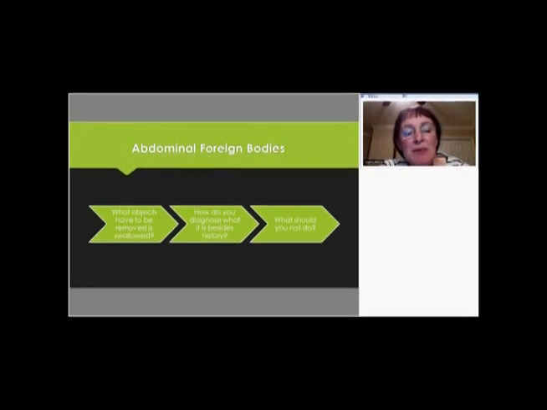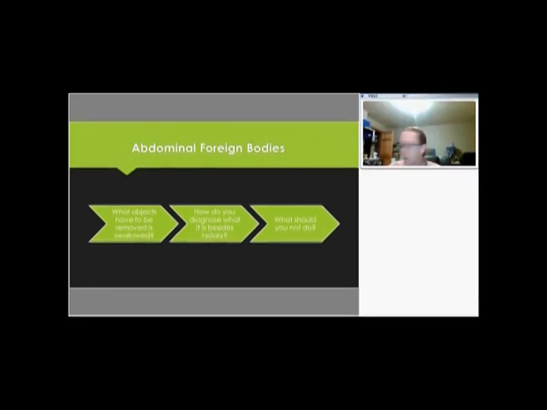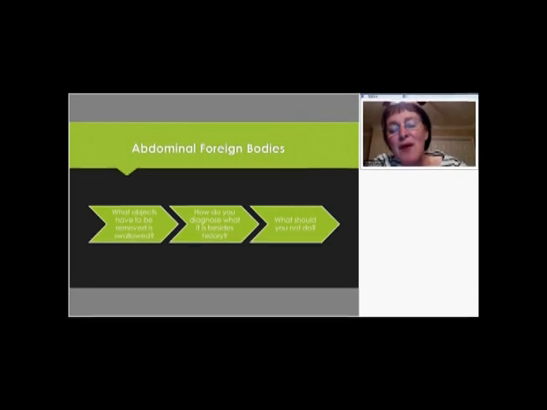What objects have to be removed if they're swallowed? Magnets. Magnets, absolutely. Magnets. Batteries. What else? Straight pins. Safety pins. How do you diagnose what it is besides the history? X-ray. X-ray, because most of these things that they swallow, they're radiopaque, and they'll show up. What should you not do?